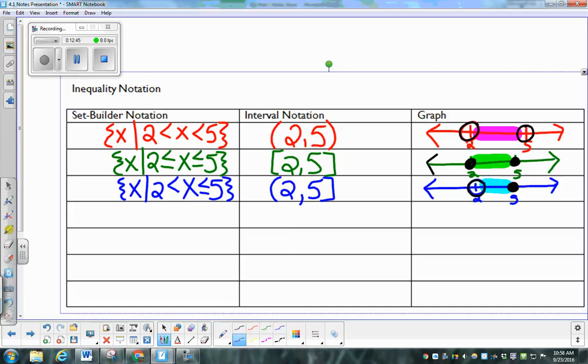So this time we're going to do any number x such that, I'm just going to switch it this time, x is greater than or equal to 2, and less than 5. So now I just switch which one gets the little or equal to symbol. Now x can equal 2, but it can't equal 5. So it's pretty similar. Since x is greater than or equal to 2, I put a bracket on the 2. Since x goes right up to 5 but doesn't touch it, I put a parenthesis on the 5.